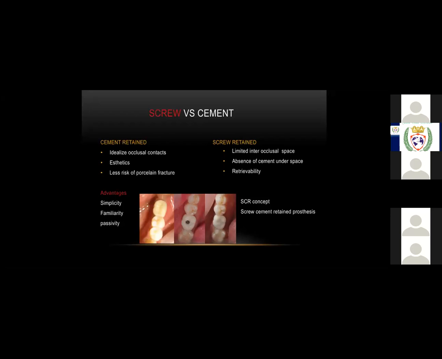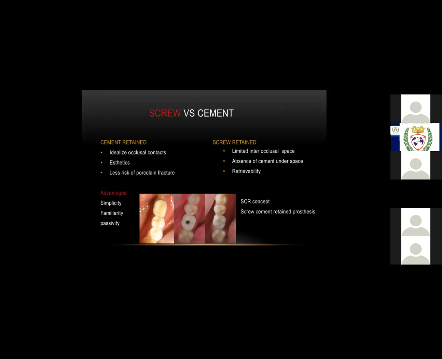Otherwise, if you talk ideally, prosthetically, you need to have a good prosthesis with passivity. You should have a good aesthetic result. Then cement retained is the best. But I personally use the SCR concept. That's called screw cement retained concept. So we involve screw also, cement also. Basically, we make a milled abutment and prepare an SCR crown. When you are doing the final prosthesis delivery, at that time we cement the prosthesis, but we have a small access hole on the occlusal surface.